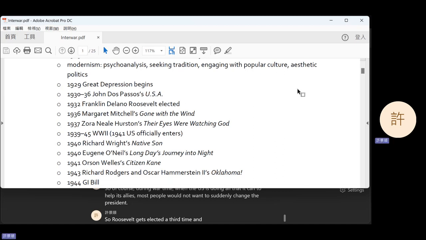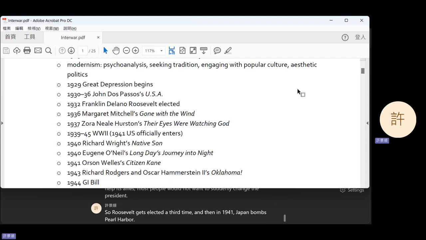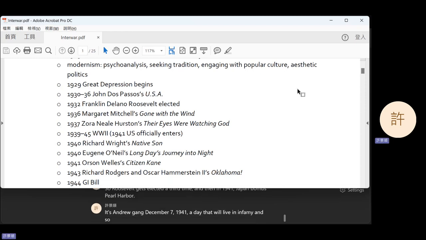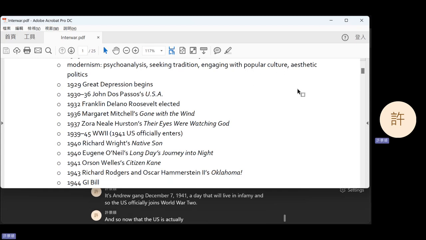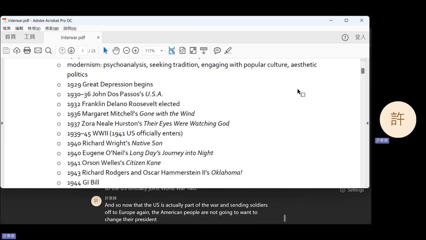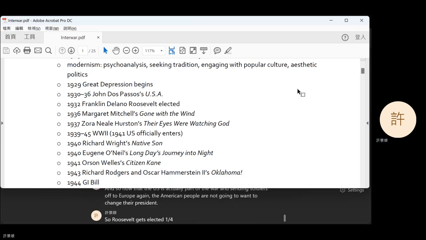And then in 1941, Japan bombs Pearl Harbor. December 7, 1941, a day that will live in infamy. And so the U.S. officially joins World War II. And so now that the U.S. is actually part of the war and sending soldiers off to Europe, again, the American people are not going to want to change their president. So Roosevelt gets elected a fourth time.